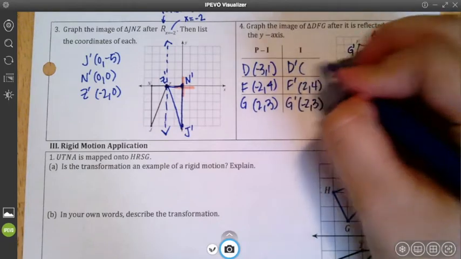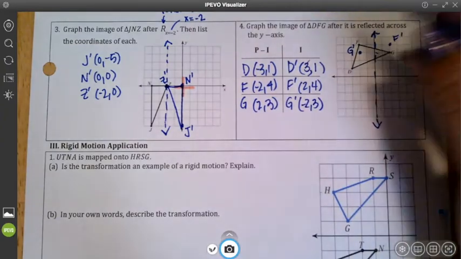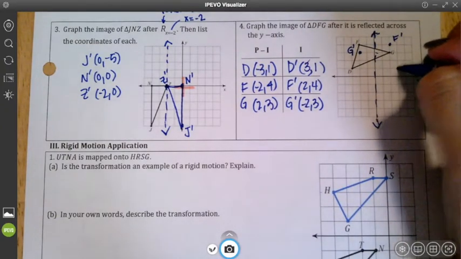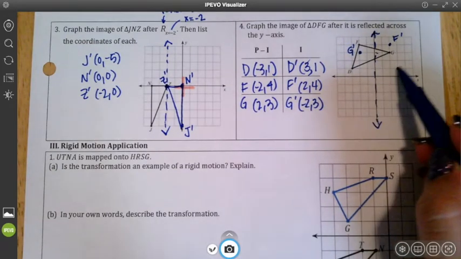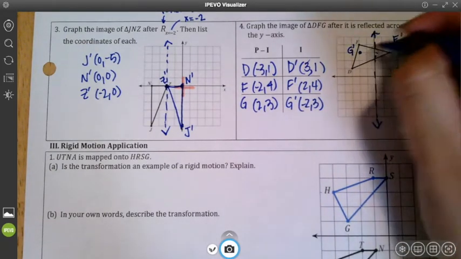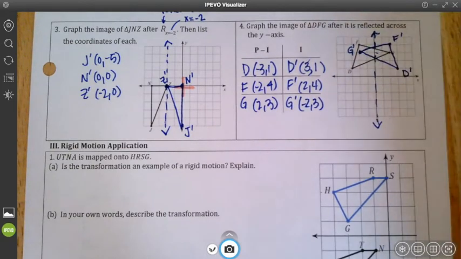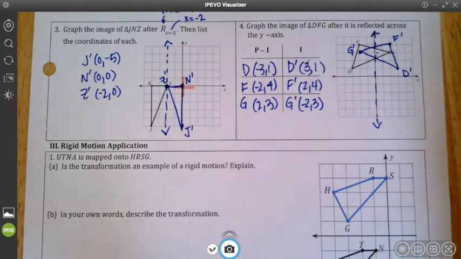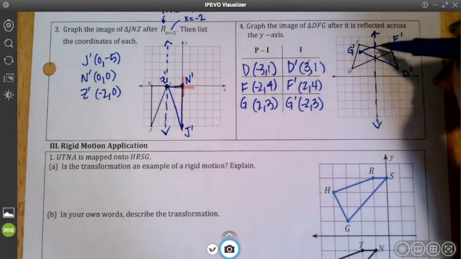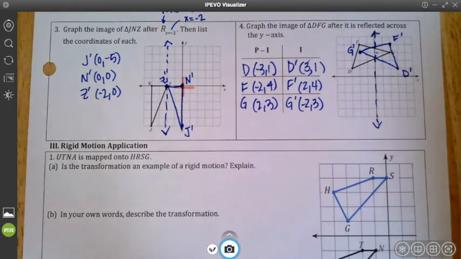D prime, we can do the algebraic method. The y value will not change. The x value will. Should be at 3, 1. If we do it the counting way, we could say D is 3 units away. 3 units away is D prime. Okay, so again, we have multiple ways of doing these reflections, but really only when it's reflecting over one of the axes. There's a way to do it for the other lines, but it's a little bit more complicated. And again, where they cross, the points of intersection should be on our line of reflection.